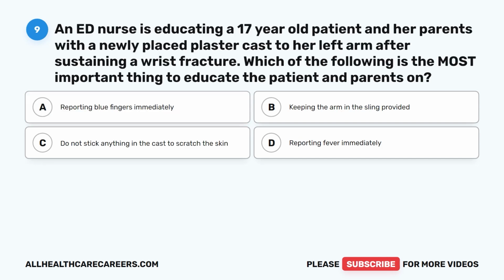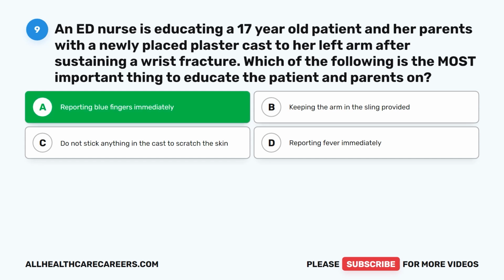Question 9. An ED nurse is educating a 17-year-old patient and her parents with a newly placed plaster cast to her left arm after sustaining a wrist fracture. Which of the following is the most important thing to educate the patient and parents on? A. Reporting blue fingers immediately. B. Keeping the arm in the sling provided. C. Do not stick anything in the cast to scratch the skin. D. Reporting fever immediately. The correct answer is A.